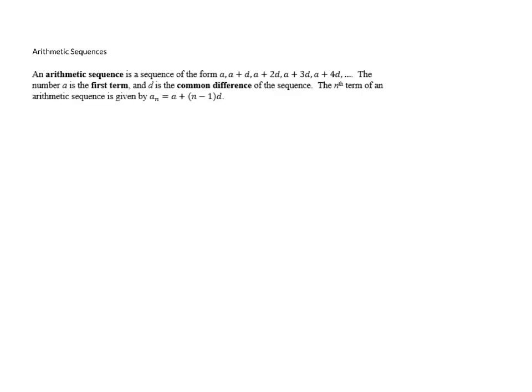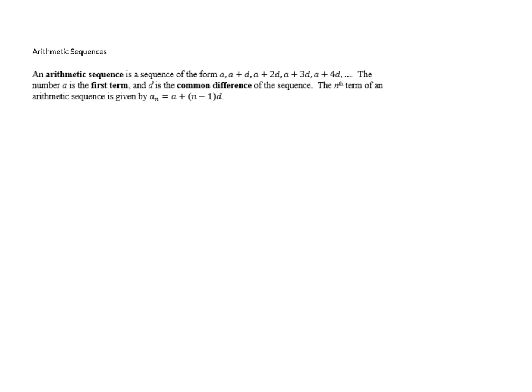Perhaps the simplest way to create a sequence is to start with a number and add a fixed constant over and over again to get the other terms, and we call this an arithmetic sequence. An arithmetic sequence is a sequence in the form a plus d, a plus 2d, a plus 3d, a plus 4d, etc. The number a is the first term, and d is the common difference of the sequence, which means it's the difference between two subsequent terms.